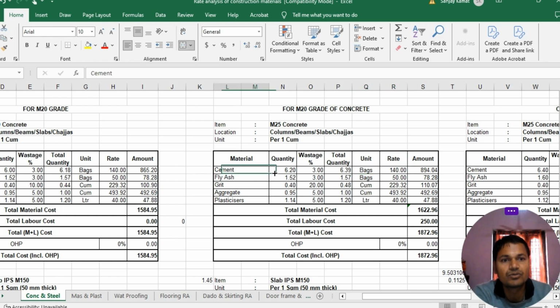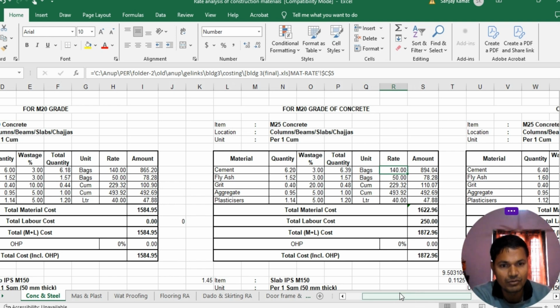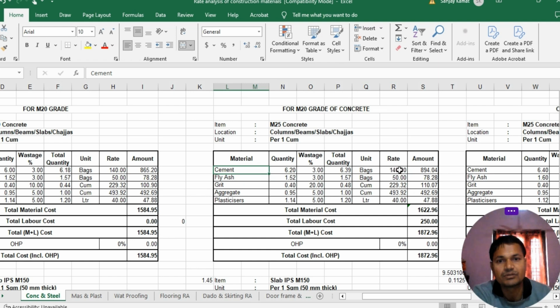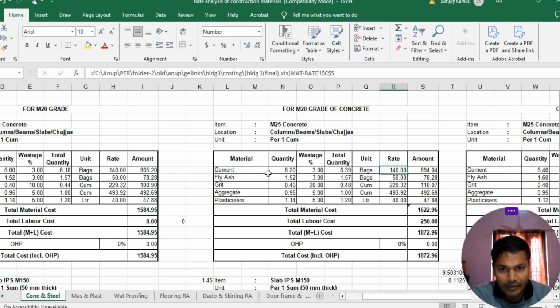Now the rate of cement here is 140. Compare this rate with the sack of cement in 2024. This time I have taken the previous year, so I have prepared this with the previous year's rate. If we take the present rate of cement, then it will vary. It will be different.